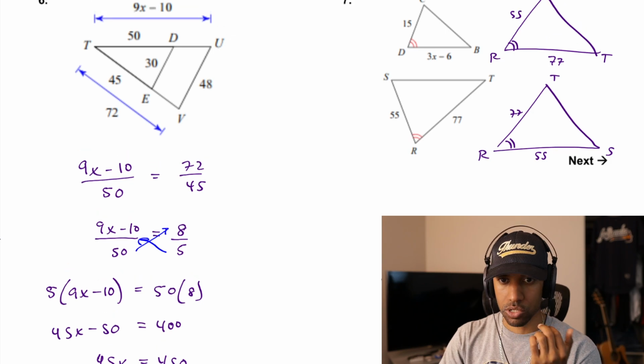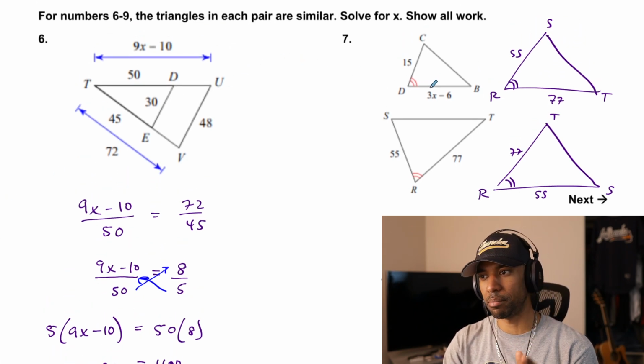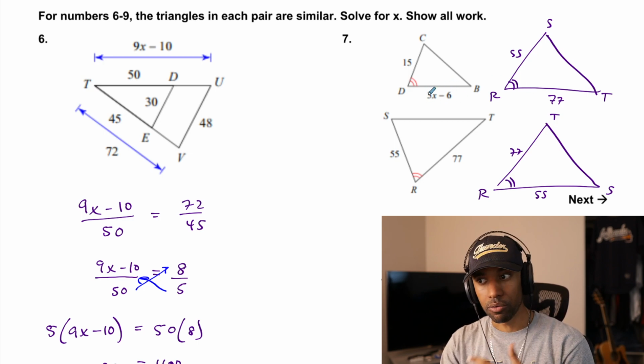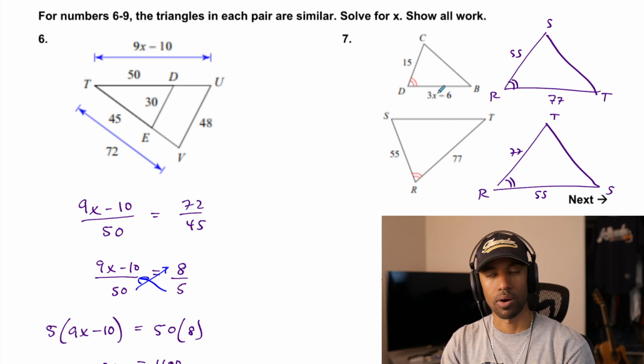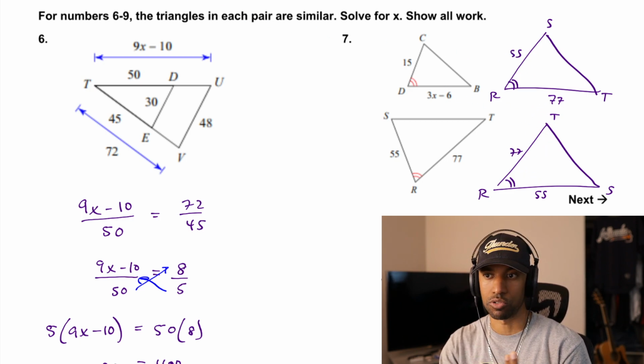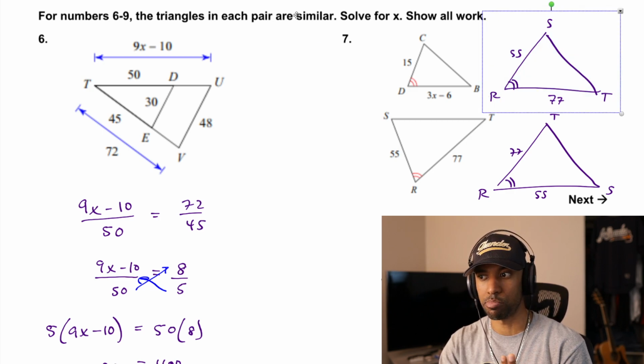What I always say to my students when you're trying to do these is make sure that you align parts, that you go shortest side with shortest side, things like that. I don't know what 3x minus 6 is. I don't know if it's going to represent the shorter side or the longer side. Therefore, I don't know which way the 55 goes, which way the 77 goes. I just don't know. I haven't done this before, so I'm not sure.